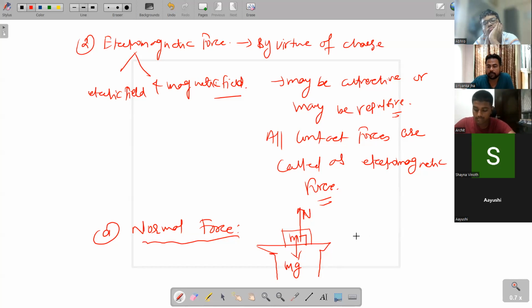Like suppose on this ground, one block is kept here, another block is kept here, and one more block is kept here. Suppose mass m1, mass m2, and mass m3.